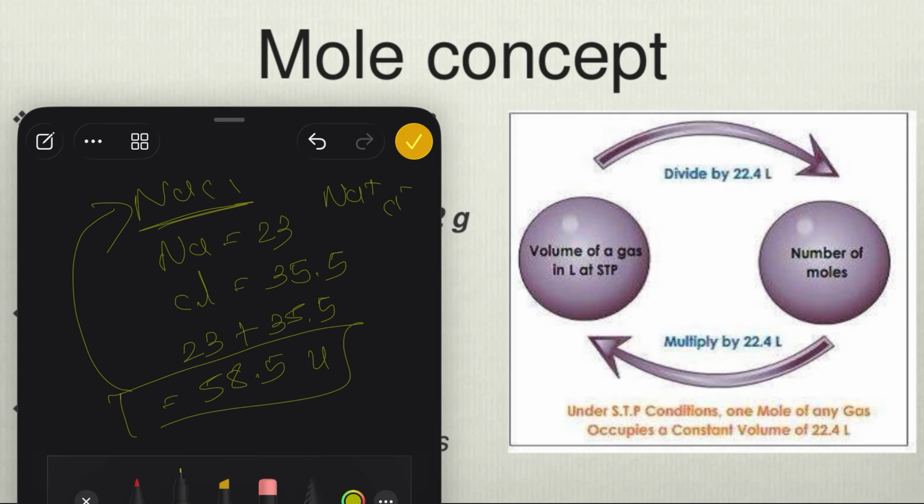So remember, molecular mass is for a covalent compound and formula mass is for an ionic compound. Please remember, this is very important.